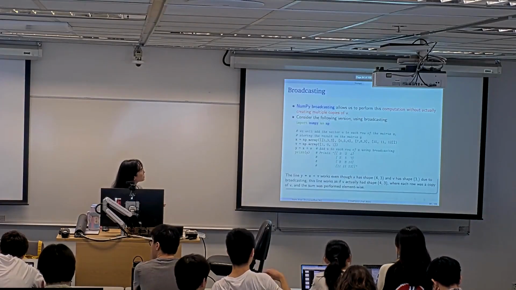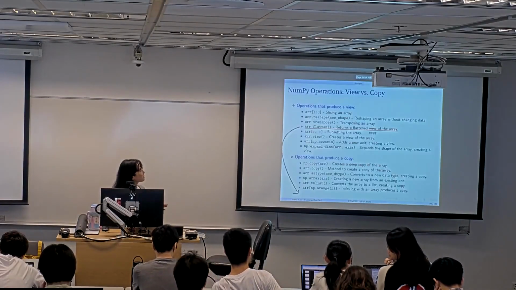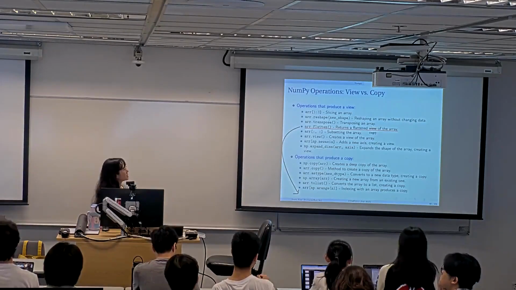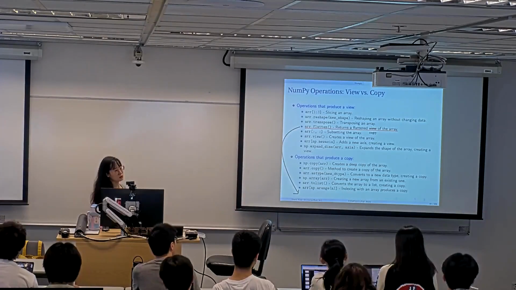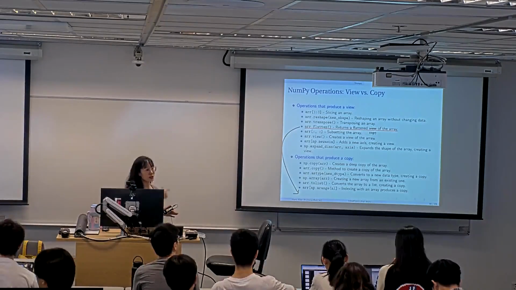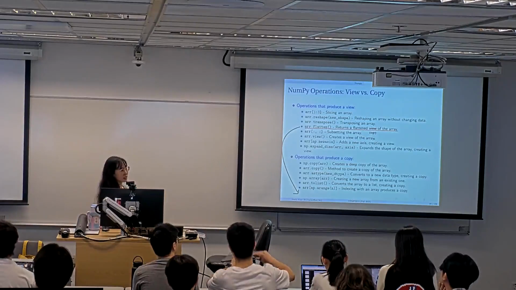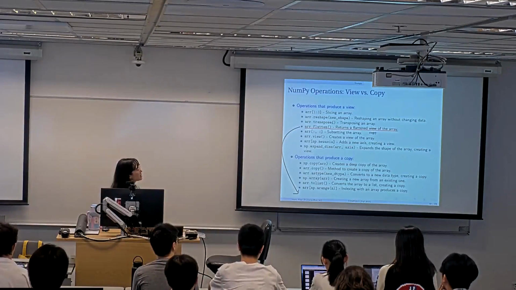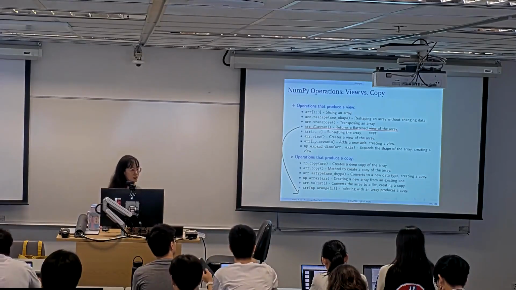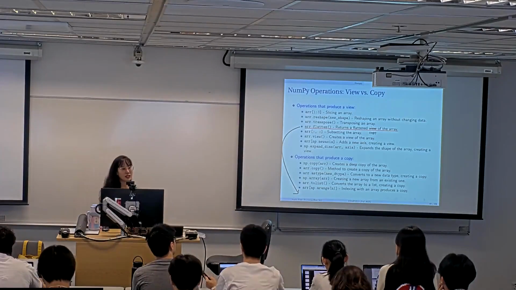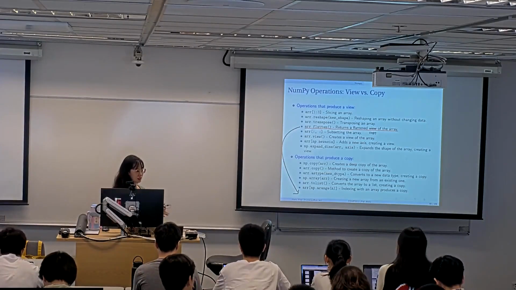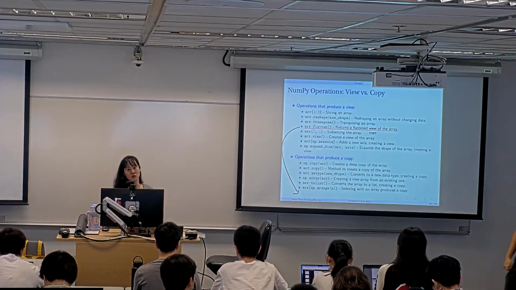Another reminder is about this. Thank you for pointing it out. This flatten actually is a copy, it's not a view. So I marked it here, and I also uploaded the updated slides to the course website. Yes, flatten returns a flattened copy of the array instead of a view. That means if you modify some values of the flattened array, the original array won't get changed.